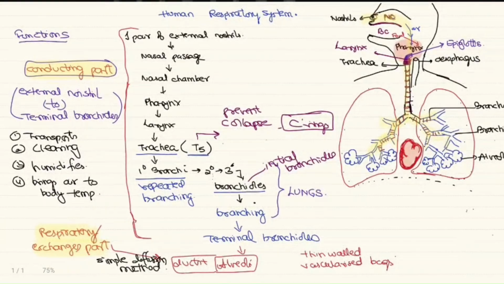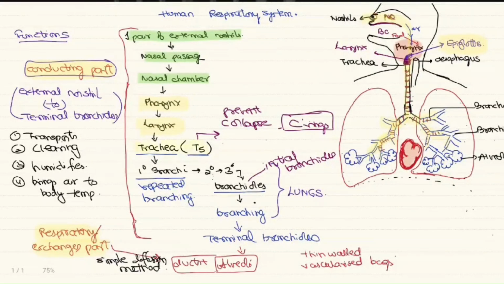So this is the human respiratory system. Let's quickly revise. The system starts with a pair of external nostrils, passage into the nasal passage, from there follow to the nasal chamber. The common passage for food and the air is called as the pharynx. From there it passes through the voice box called as larynx. The larynx is covered by a small flap called as epiglottis, which will prevent the entry of the food into the trachea region.